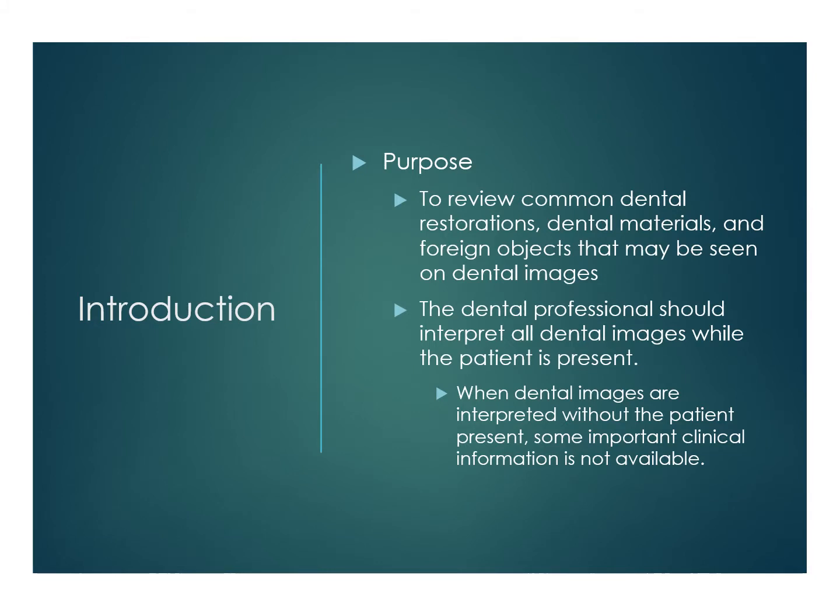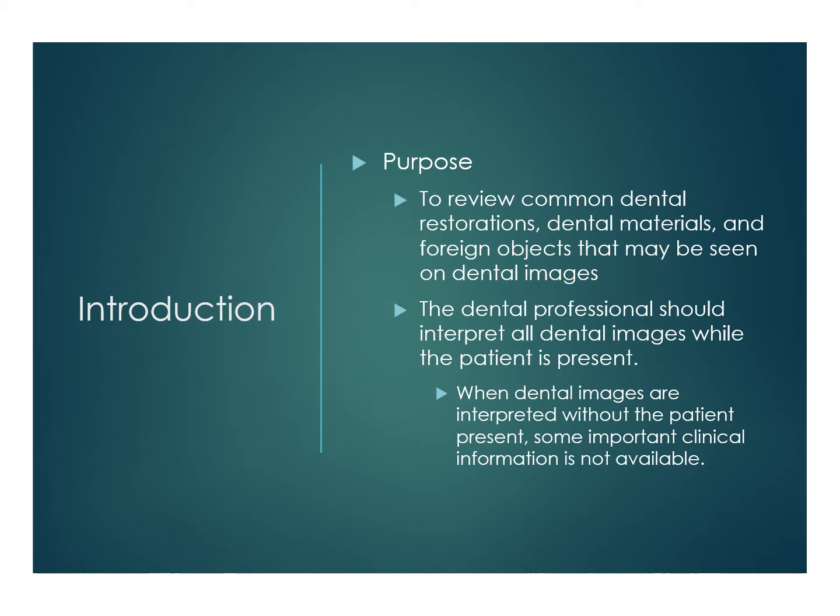So, why are we doing this chapter? Well, we need to review those common restorations, the things we're going to see, the different types of dental materials and how they show up on our radiographs. And we need to be able to identify foreign objects that can be seen on dental images. We'll go over the most common foreign objects, but we'll also look at maybe some of the thinking process that goes into what that object might be, if you don't know what it is, if it's not one of the common ones. And then the dental professional should interpret all dental images while the patient is present.